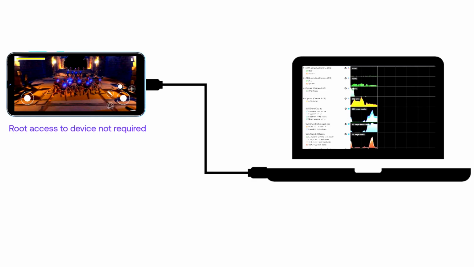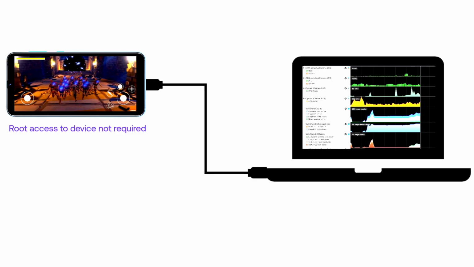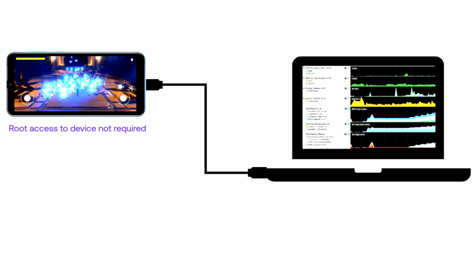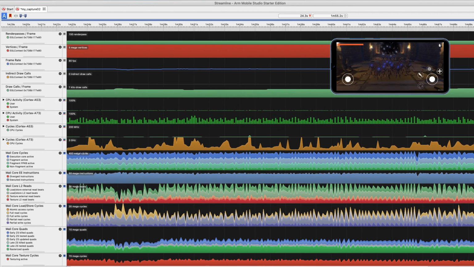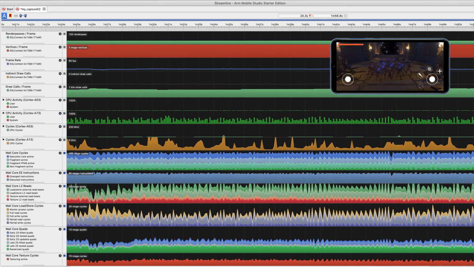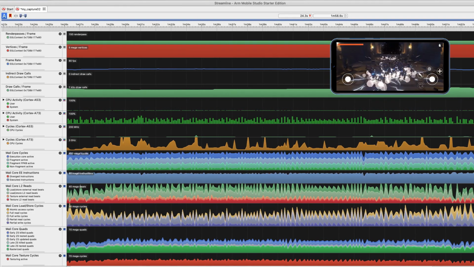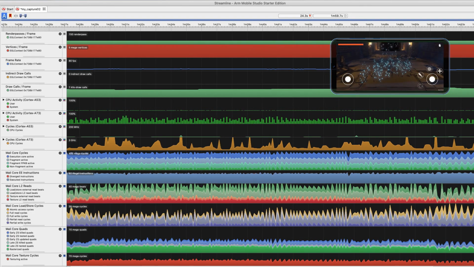Streamline captures a comprehensive performance profile of your application to help you understand how the workloads from your game are handled by the device. It lets you deep dive into problem areas by visualizing the performance counter data from the CPU, GPU, and memory system.